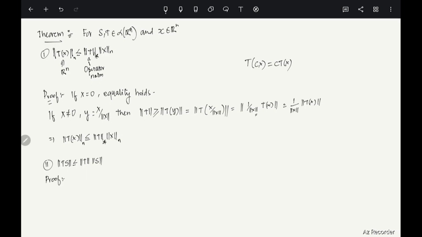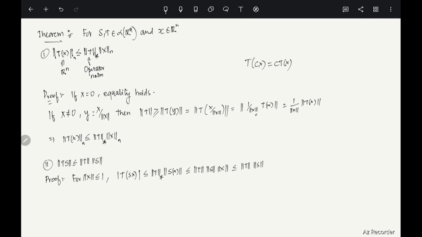The proof is, so for norm x less than or equal to 1, you see we have to look at this norm of T of Sx. That is always dominated by norm of T times norm of Sx, clear? And norm of Sx is always dominated by norm of S times norm of x. And since norm x is always less than or equal to 1, this is dominated by norm T times norm S.